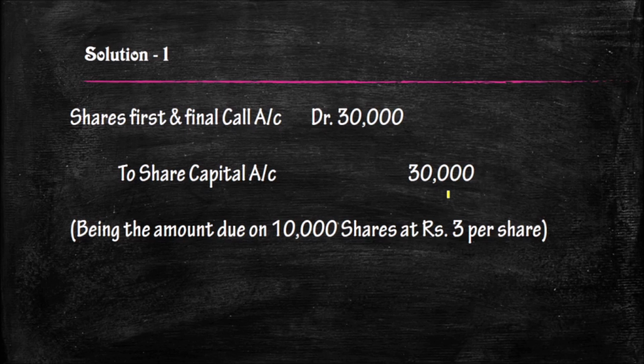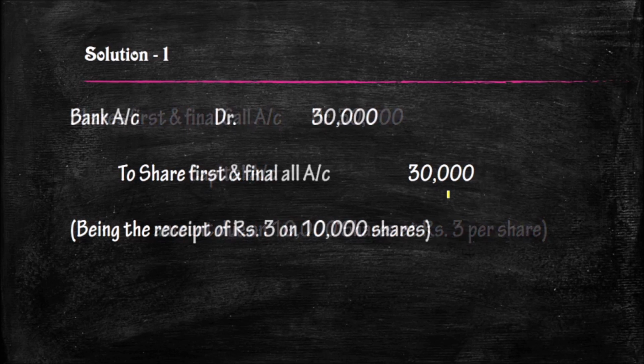So that is the due entry. And when we receive this 30,000 through bank, entry will be bank account debtor to share first and final call 30,000. So my dear students, you have to write the journal entry by following the same format. This problem shows the basic journal entry related to the issue of share capital. So we are moving to another problem related to the issue of shares.